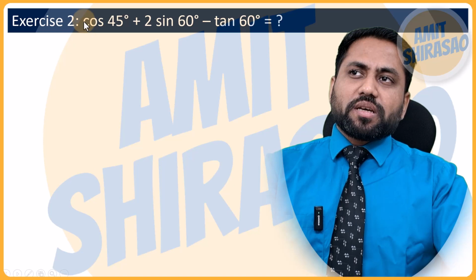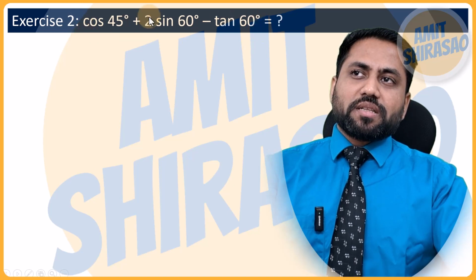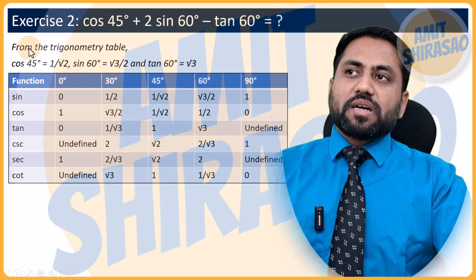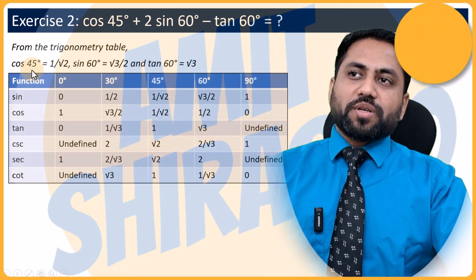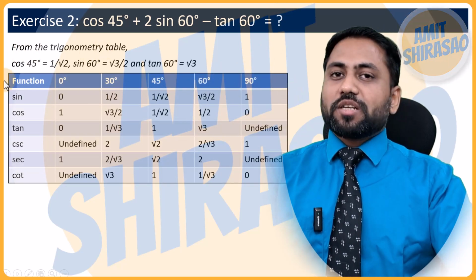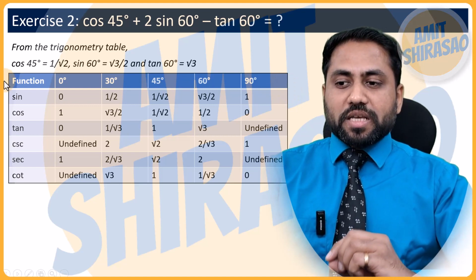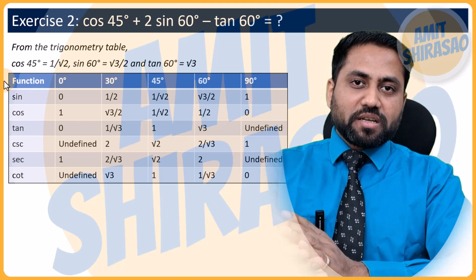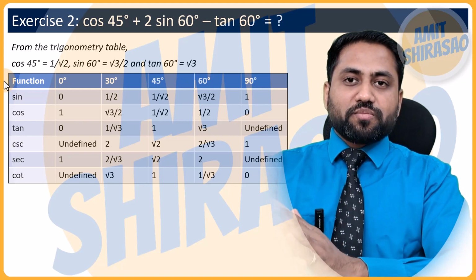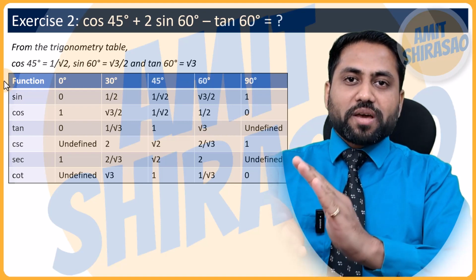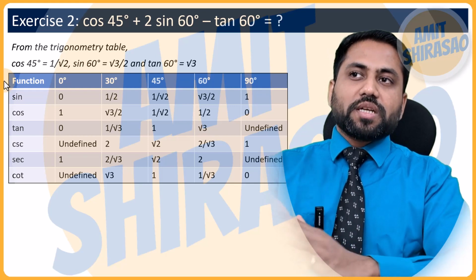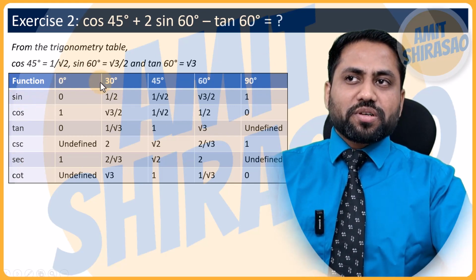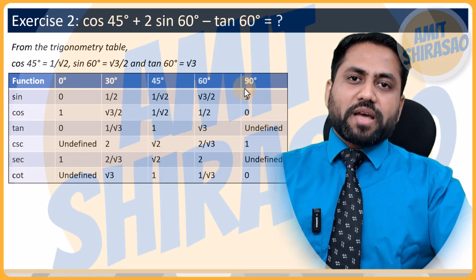Now, exercise number 2. It says that I have some left hand side. Now calculate the right hand side. So how will you do that? From the trigonometric table. I told you earlier that as soon as the exam starts, you will be given the answer sheet, right? So you'll be given the answer sheet before the exam starts. You have around 5 to 10 minutes. During that time, just draw this trigonometric table, at least for standard angles.